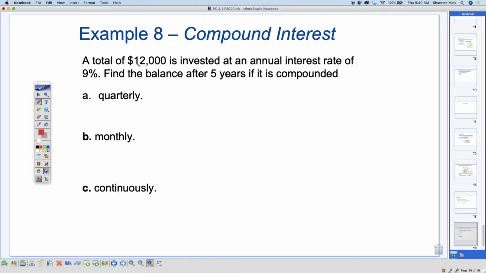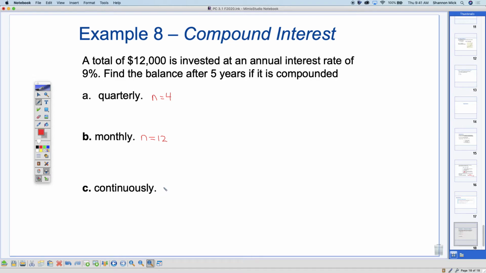Okay, so it says that a total of $12,000 is invested at an annual interest rate of 9%. Find the balance after 5 years if it is compounded quarterly, monthly, and continuously. Quarterly would be 4, so my N would be 4. Monthly would be 12. Semi-annually would be 2. And continuously is just our continuous formula.